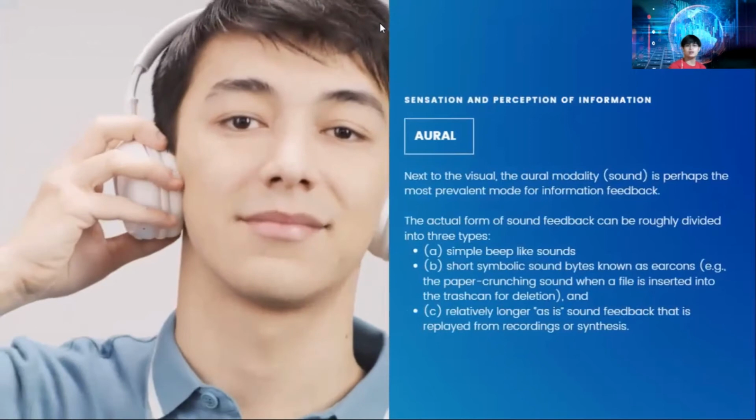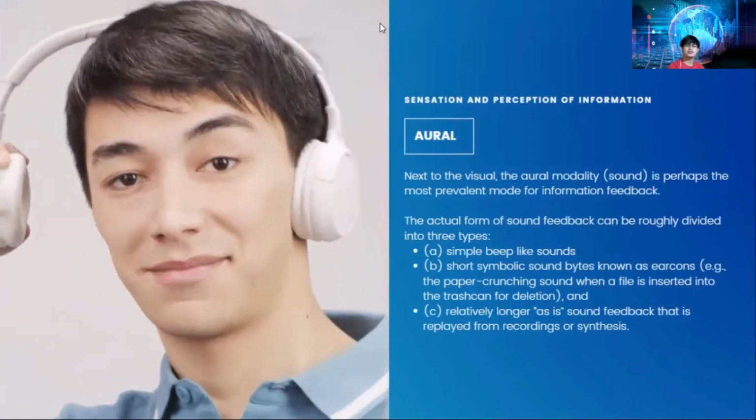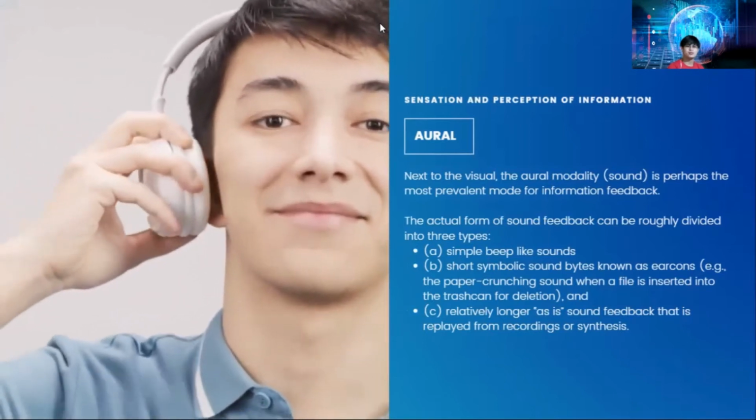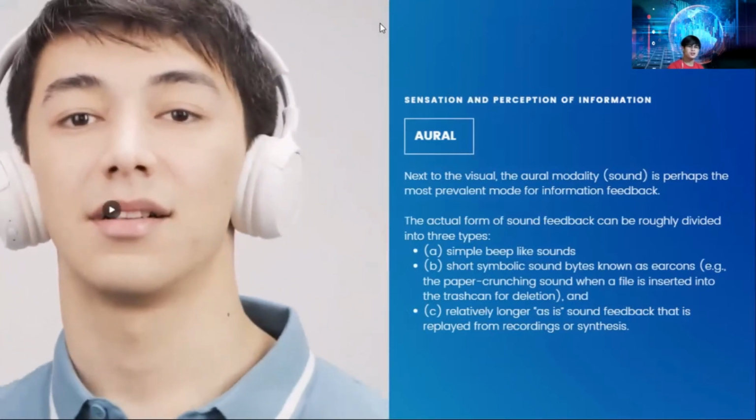Next is the aural. Next to the visual, the aural modality or sound is perhaps the most prevalent mode for information feedback. Some of your users may possibly not be able to see, they're blind. So how do they actually get the information? It's through their ears, through sound. The actual form of sound feedback can be roughly divided into three types.